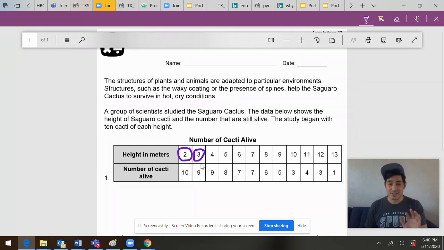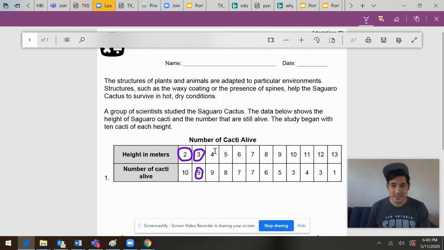Okay, now they also observed plants that were 3 meters tall, right here, 3 meters. And again, they started with 10, but the 3-meter plants, when they were recording how many were staying alive, actually only 9 of the 3-meter plants stayed alive, okay, out of the 10 that they started with. Now, the 2-meter plants, all of them stayed alive. But the 3-meter plants, they lost one, one died, okay?